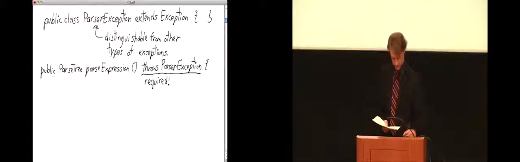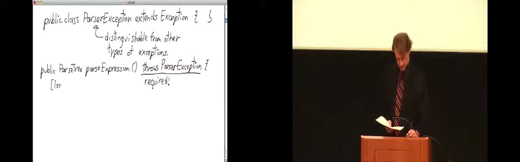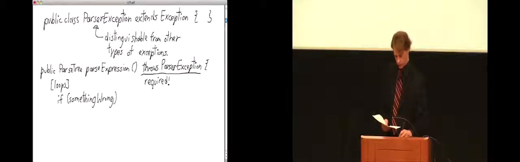And I want you to imagine that this is just a really complicated piece of code with lots of nested loops and stuff going on. But at some point deep in the code, there is a check to see if something has gone terribly wrong, like there's no more characters in the file or something like that. And if something does go wrong, then we throw a new parser exception ourselves with the Java throw keyword.